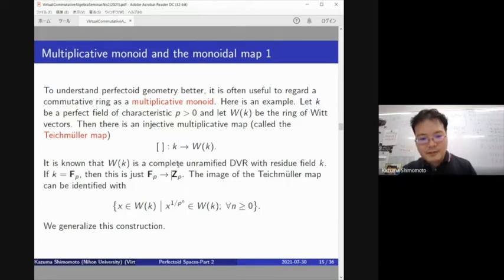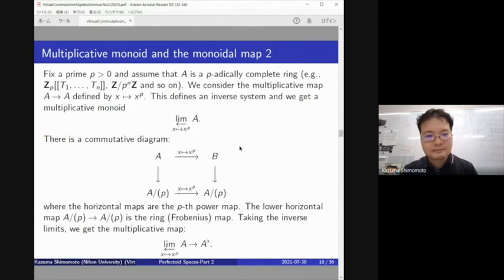So what is the image of this Teichmüller map? The image of the Teichmüller map is actually identified with this subset. So the point, in perfectoid geometry, is to generalize this construction as follows. So let's fix a prime p, and let's assume A is just any p-adically complete ring. So you can take a Noetherian ring or non-Noetherian ring, but I require only p-adic completeness.